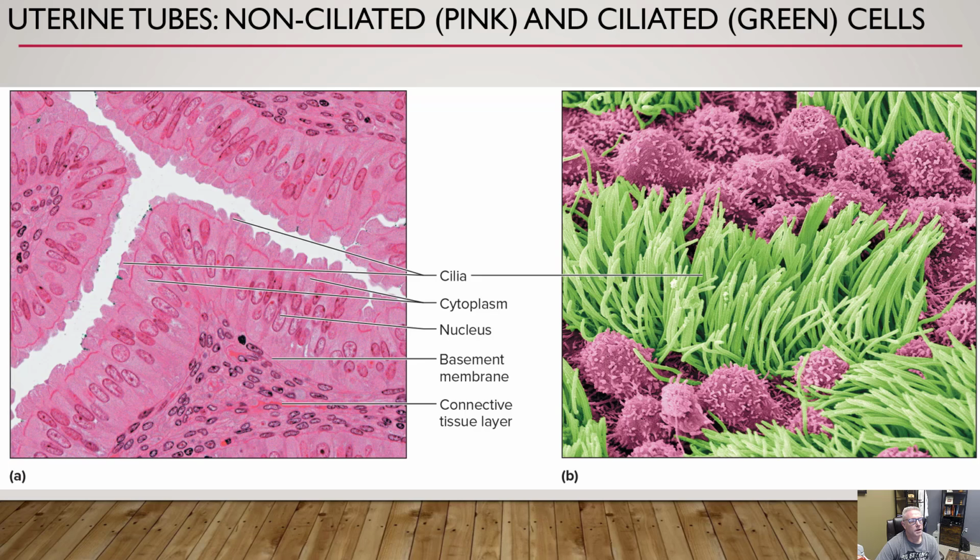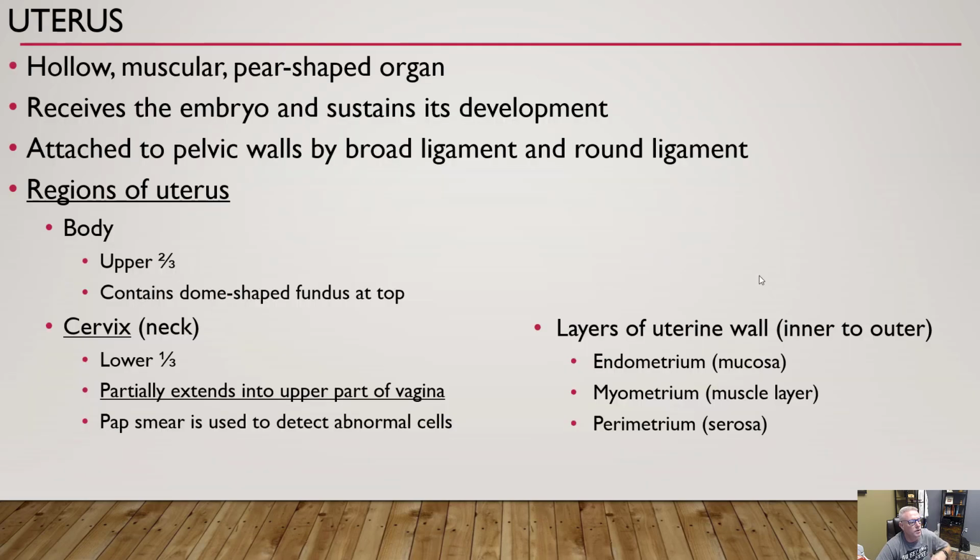All right. I thought these colors were pretty. Anyway, so these are just some cilia. These are just basically your uterine tubes. You can see the cilia that are present that will help move the egg down the uterine tube.